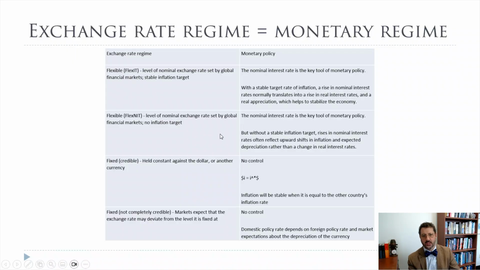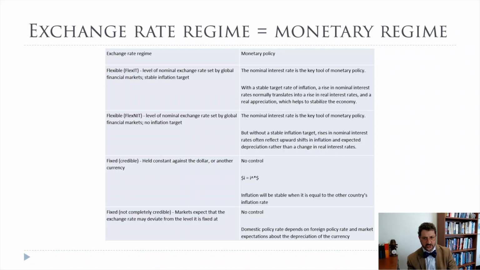And so this table, you can just pause if you want and look at it. It looks at the different exchange rate regimes and monetary policy, right? Flexit exchange rate regimes have monetary policy, but they do have to be aware of the effects on the exchange rate and depreciation. FlexNet economies can also use monetary policy, but they have to be careful that they don't end up with higher and higher inflation, which is something we'll look at in just a minute.